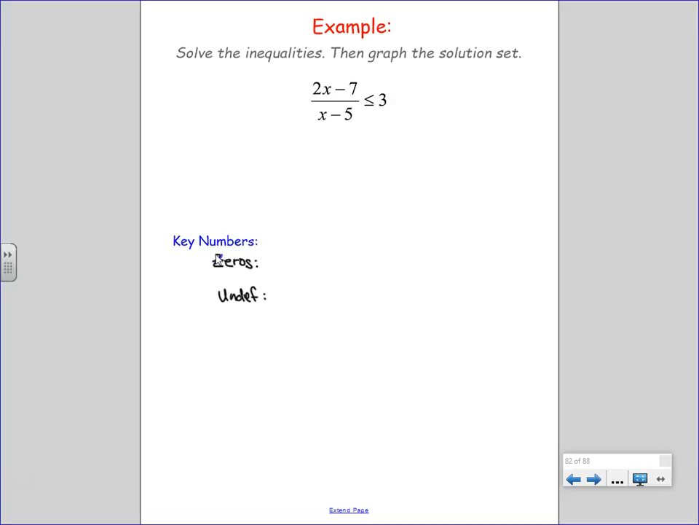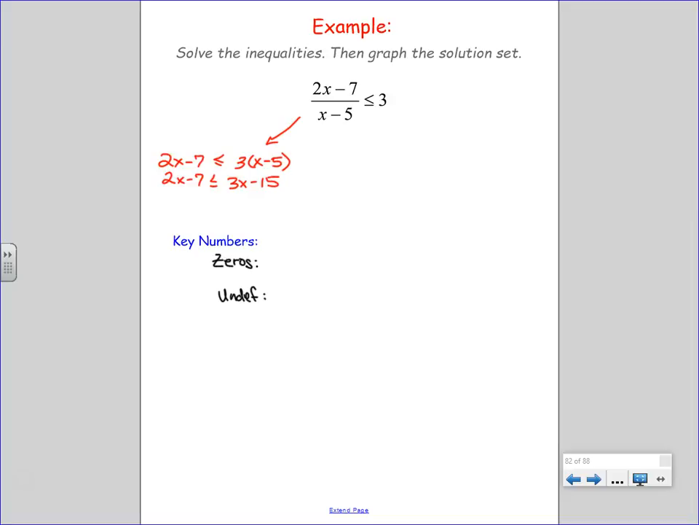But first of all, question. How would you guys normally try to solve this? What would you do? Yeah, let's do the old-fashioned way. You'd say, let's move that x minus 5 to the other side. You would get 2x minus 7 is less than or equal to 3 times x minus 5. Does that make sense? Then we would get 2x minus 7 less than or equal to 3x minus 15. Then we would keep solving.